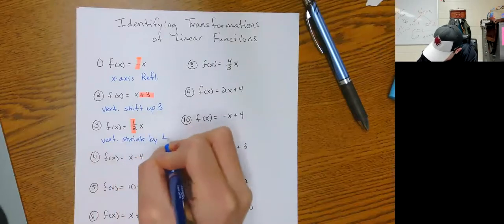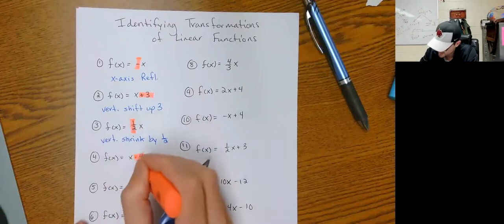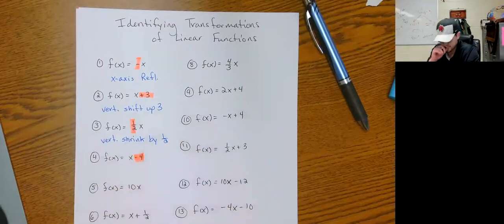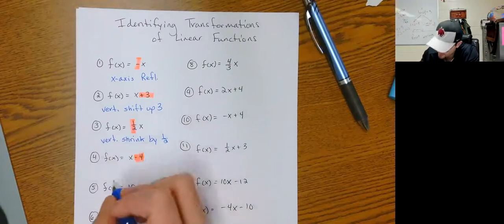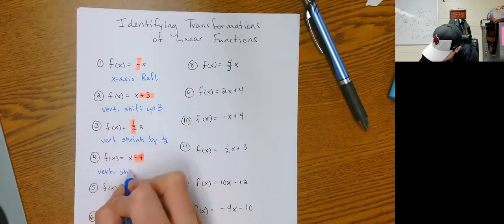by 1/2. All right, now this one is being subtracted 4 at the end of it. So again, there's no parentheses for it to be on the inside, so by default it's on the outside, which means it has to be vertical shift down 4.